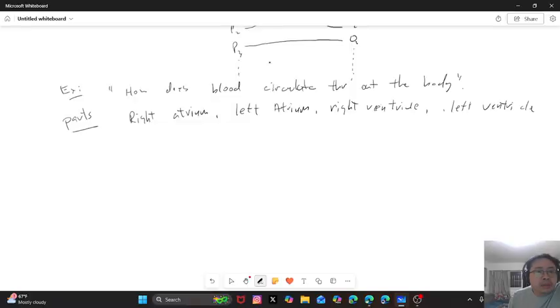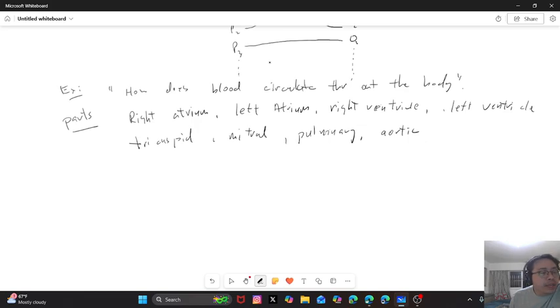So it's really complicated. Biology is so complicated. And you have valves, like one-way valves: the tricuspid, the mitral, the pulmonary, and then you have the aortic. So these are the parts of the system.